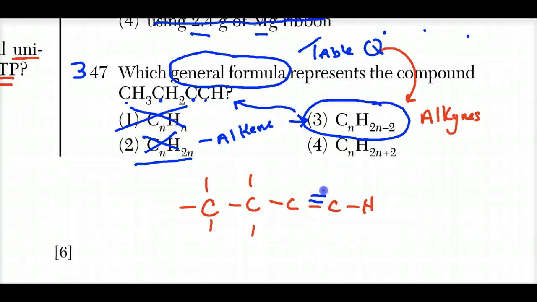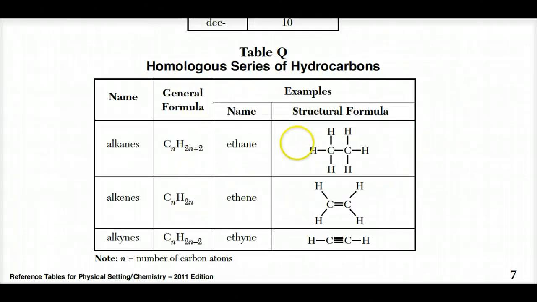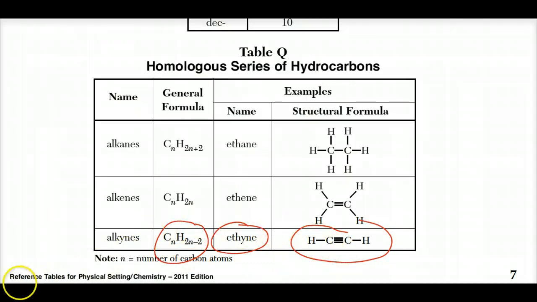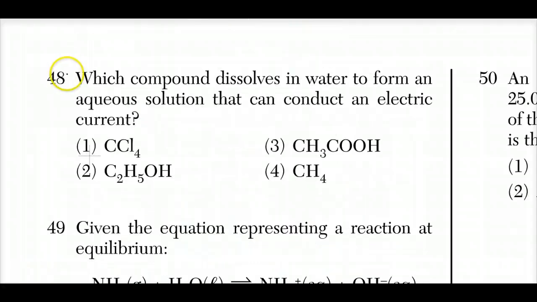And by the way, a triple bonded hydrocarbon is an alkyne. Table Q shows you that. And there is my table Q, and look at that. There's my alkyne, ethyne, and there's the formula that fits because there's a triple bond. Okay? Number 48, which compound dissolves in water to form an aqueous solution that can conduct electrical current?